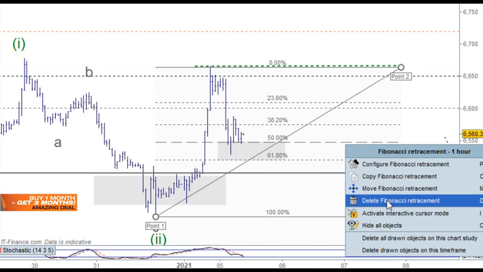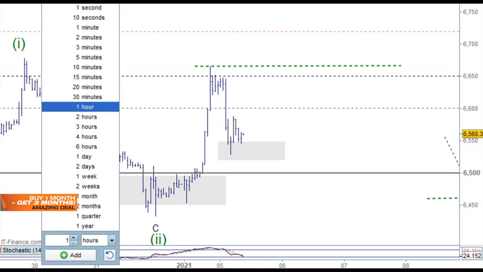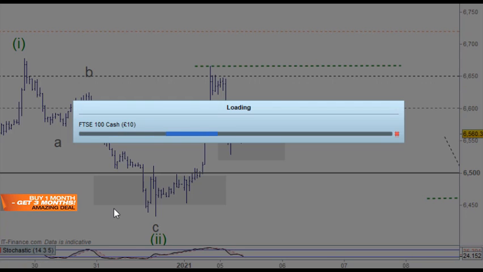corrective. So I just want to dive straight into the tick chart here to see if I can quickly look at that and figure it out.